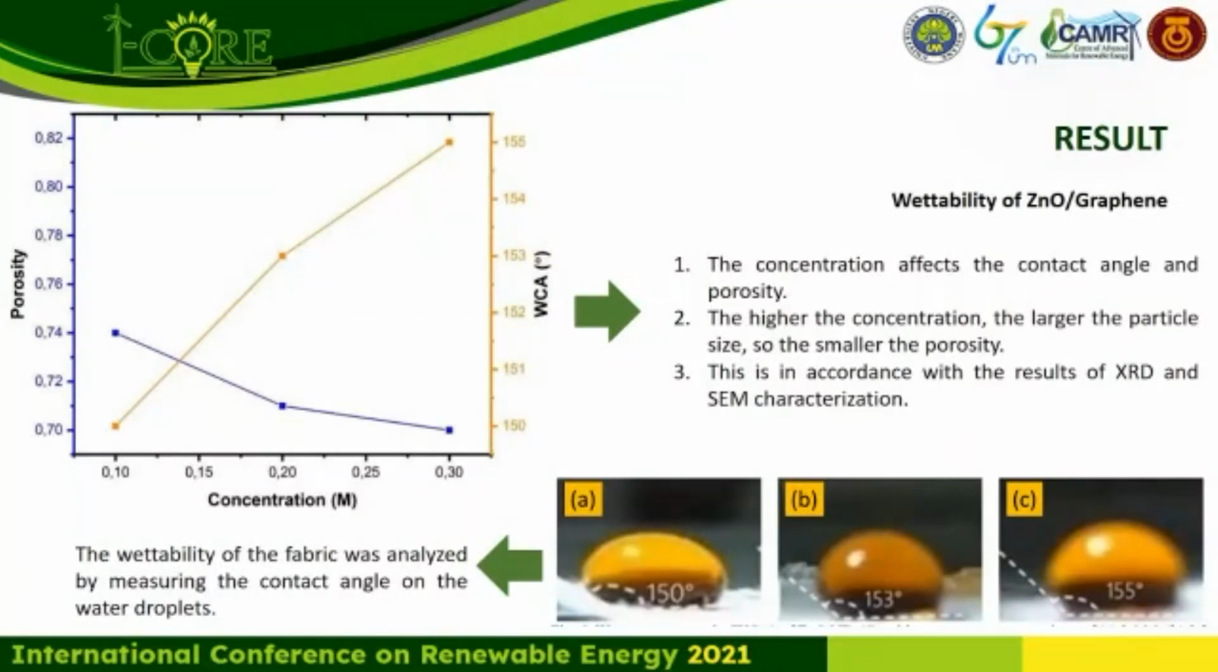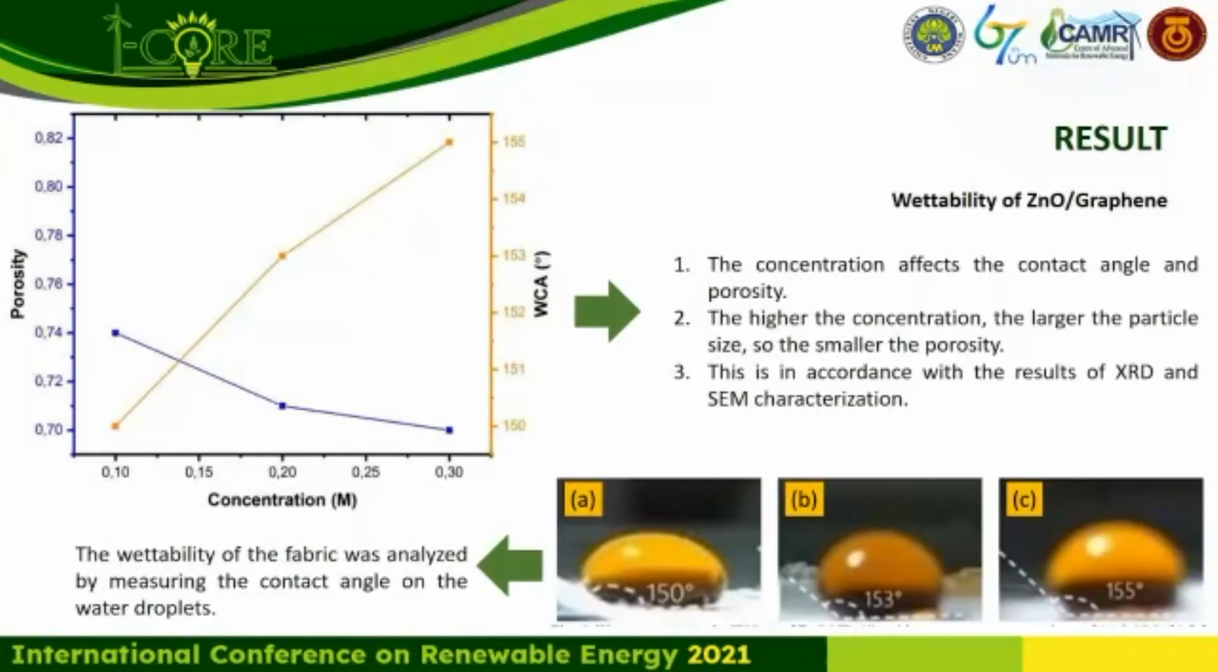The next is the wettability of ZnO graphene. The wettability of the fabric was analyzed by measuring the contact angle of the water droplets, as in these figures. This figure shows that the concentration affects the contact angle and porosity. The higher the concentration, the larger the particle, so the smaller the porosity.